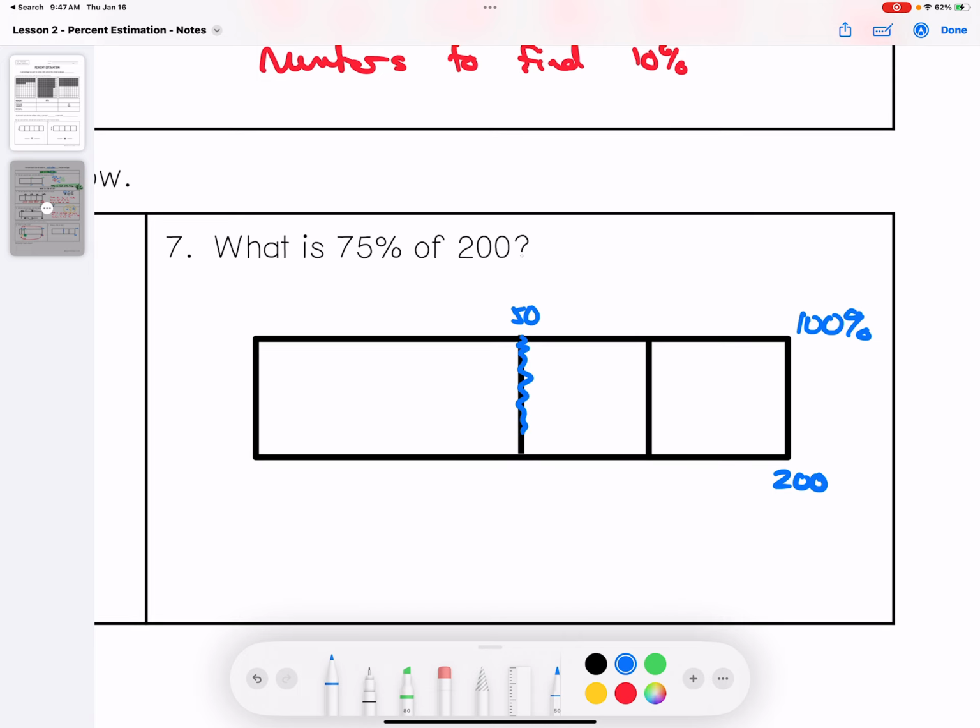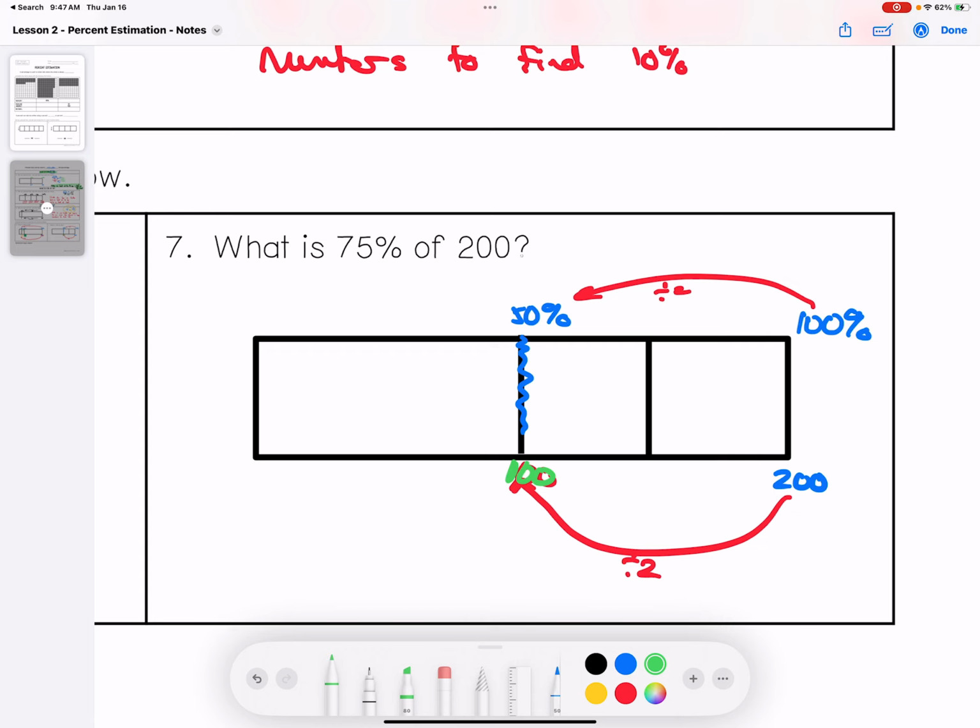That's right. How do we go from 100% to 50%? We divide by 2, right? And that's what we did. We divided by 2. So we're going to do the same thing on the bottom. Divide by 2. 200 divided by 2 is 100. I'll write that in green.